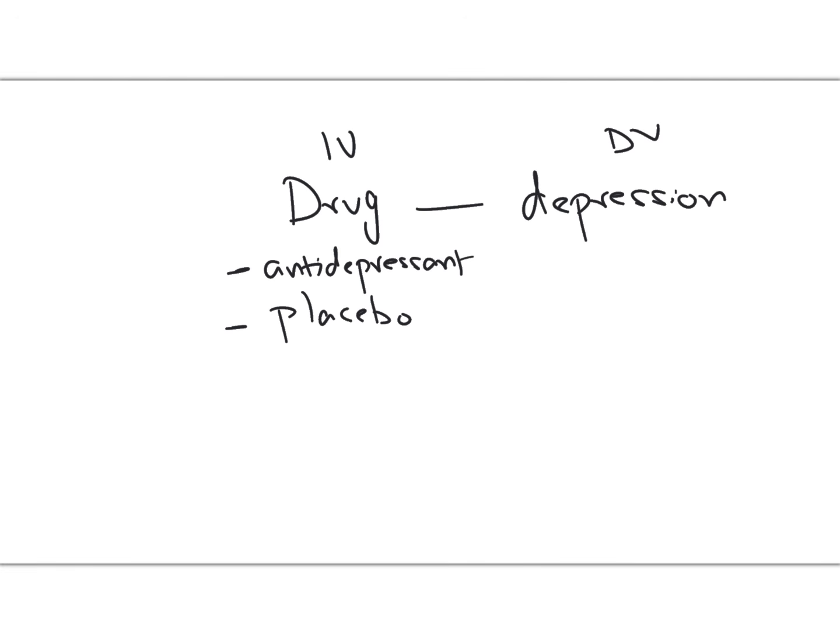So participants don't know if they're in the antidepressant or control condition, the placebo condition, and neither do the observers. Now, why is it important for the observers not to know? If the observer knows that you are in the placebo condition, it may interfere with their observation. It may cause a bias. They may already be expecting you to not have any reduction in your symptoms of depression because they know you're in the placebo group, they know you're not being given the drug.